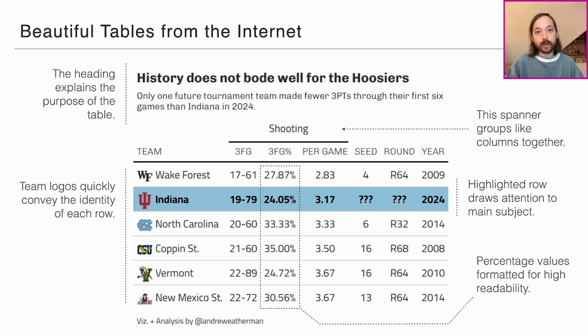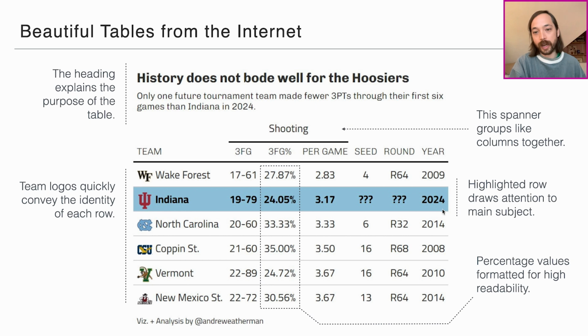All right. So I'm going to go through some really nice display tables that we found on the internet to just try to highlight some of the value of publishing tables and formatting them nicely for presentation. So here's one about a basketball team. History does not bode well for the Hoosiers. This is about a specific team. The thing I want to emphasize here is a few pieces. We have a heading, which lets you put a title and some high-level information. We have a spanner, which groups columns together with a high-level label. We have these team logos for conveying each team really quickly.